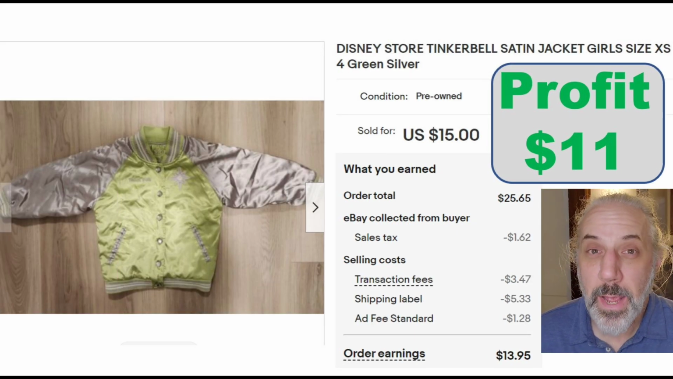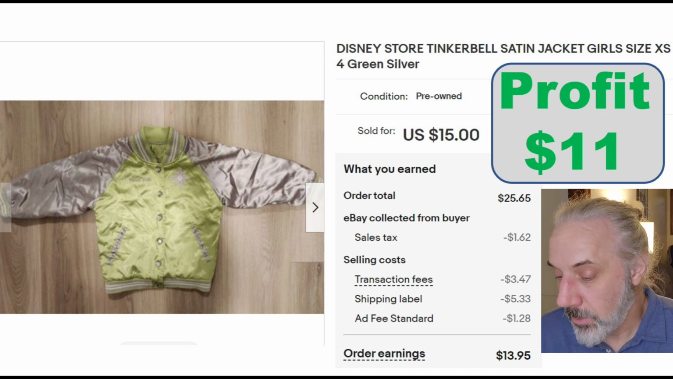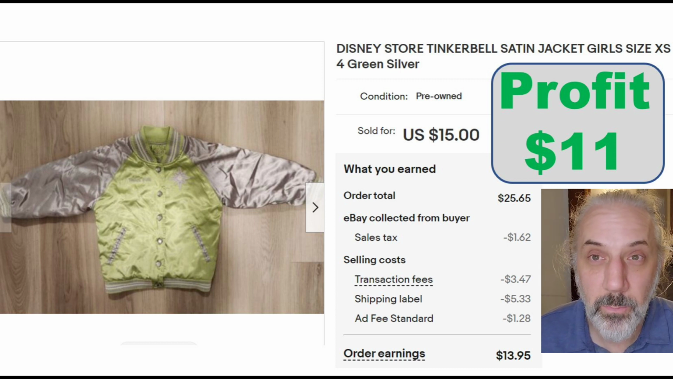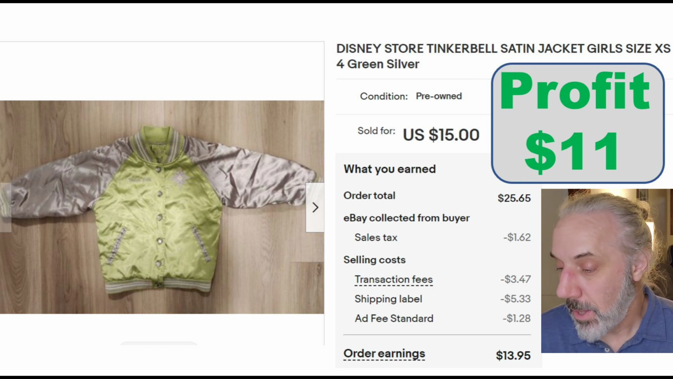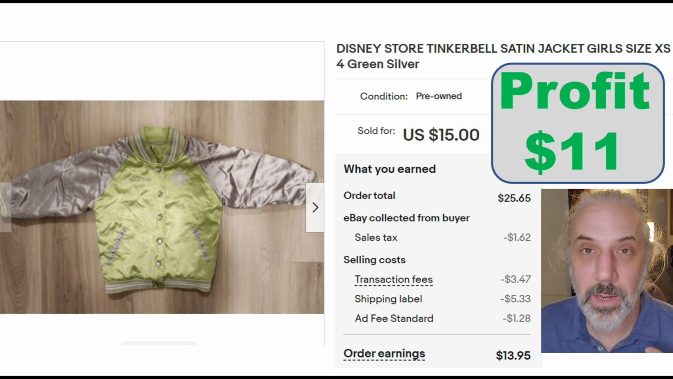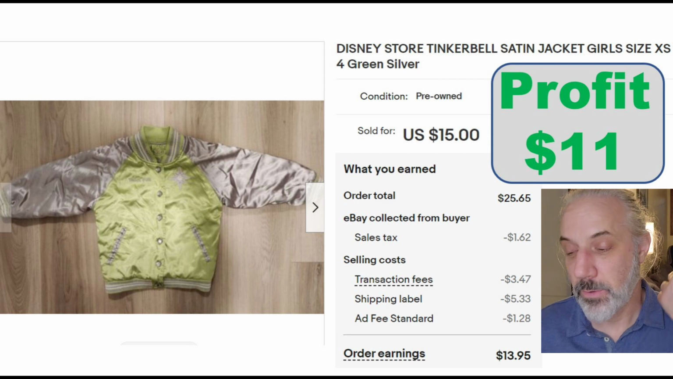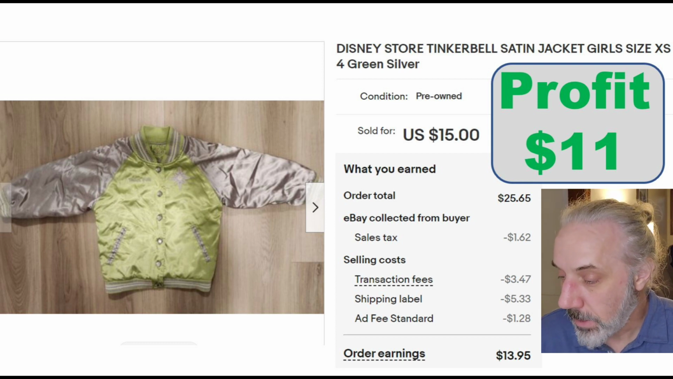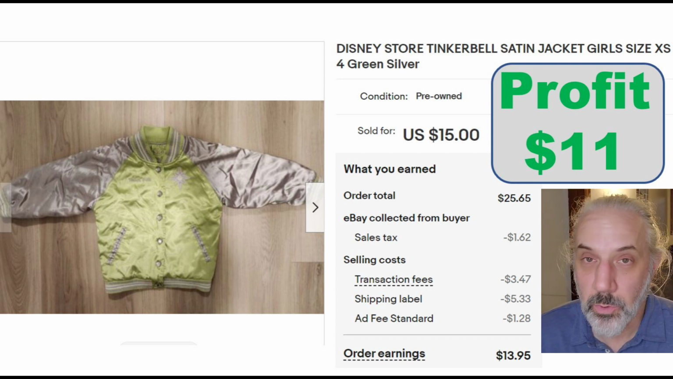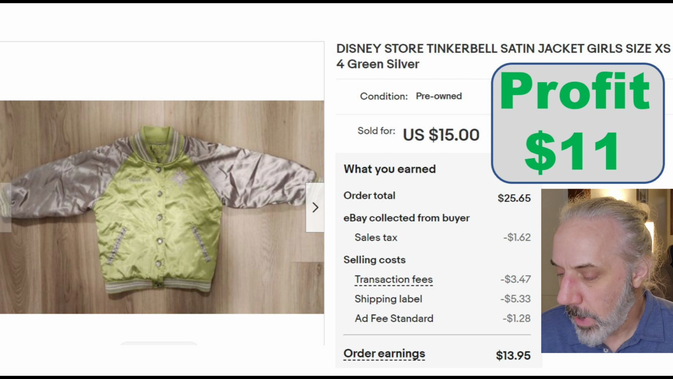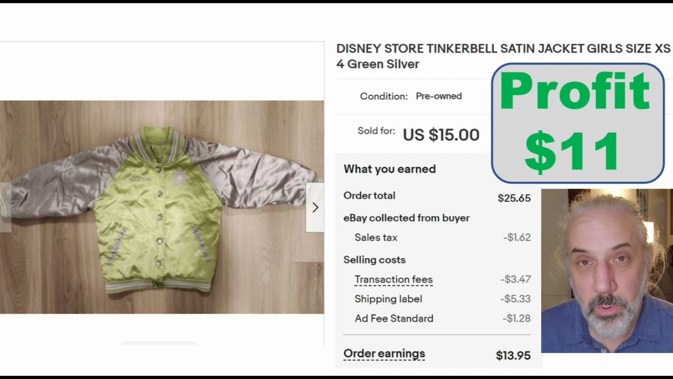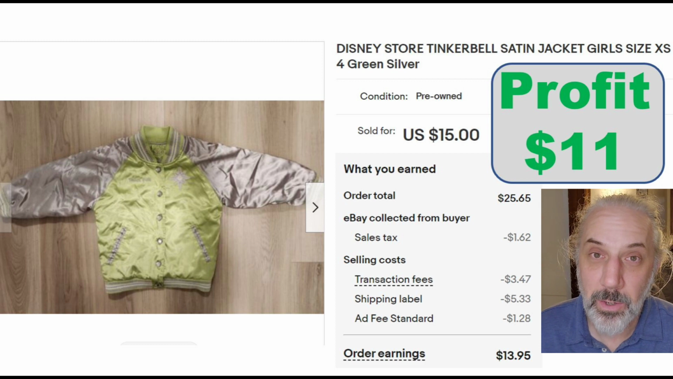So I normally don't buy kids items, but this jacket was just cute. It's a Disney Tinkerbell satin jacket, and on the front it has a little Tinkerbell logo. On the back it has a big Tinkerbell graphic. The size is a girl's extra small, and I held on to this for about 2 months or so. But this buyer is all in for $25.65, and eBay paid me $13.95, and I got a profit of $11.